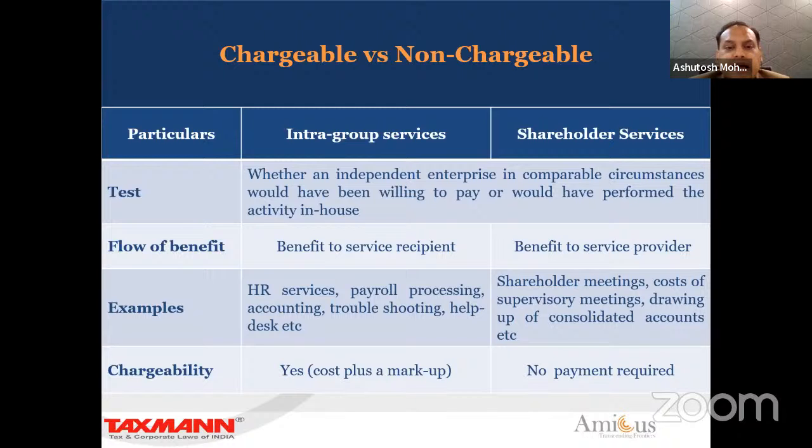Another example of this shareholder service would be, say, if I give a loan to a subsidiary for the purpose of acquisition, and I give the loan for a step down acquisition, and the acquisition is for the group benefit. It is of strategic importance for the group, because I want the group to become bigger, and this whole acquisition is taking place at the behest of the parent. The decision making is happening at the parent level.